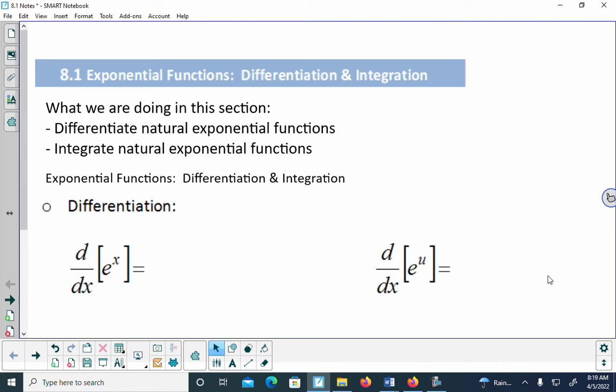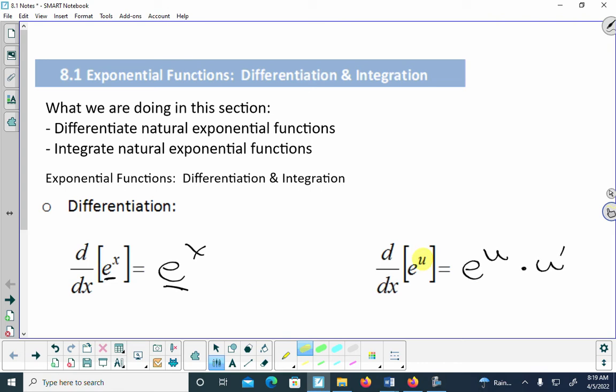So when I have e to the x and I'm taking the derivative, I am just going to write that as e to the x. In other words, the derivative does not change. But when I have e raised to a function, so that's this u here, I'm going to basically do the same thing. I'm going to copy down e to the u, and then multiply it by the derivative of that function.